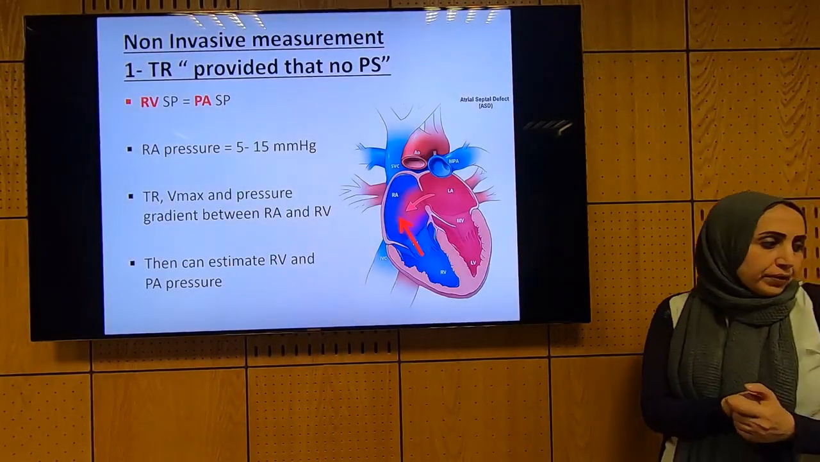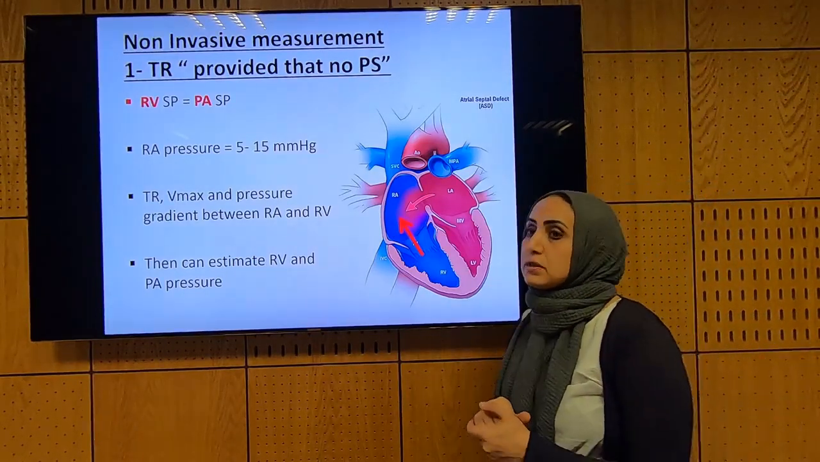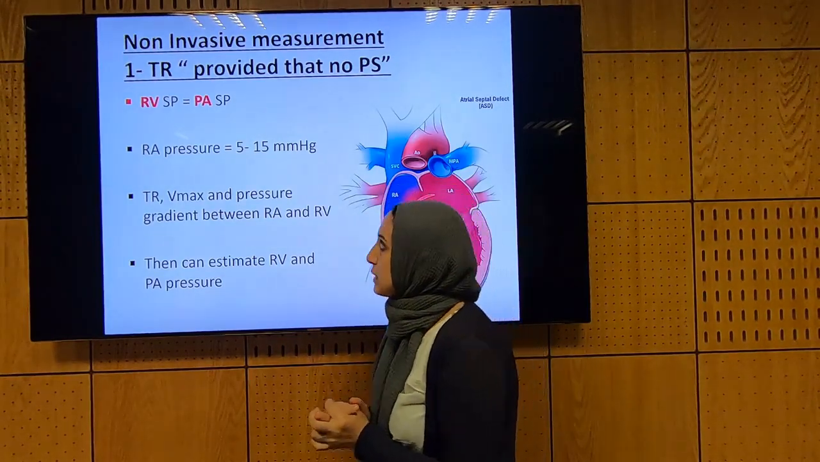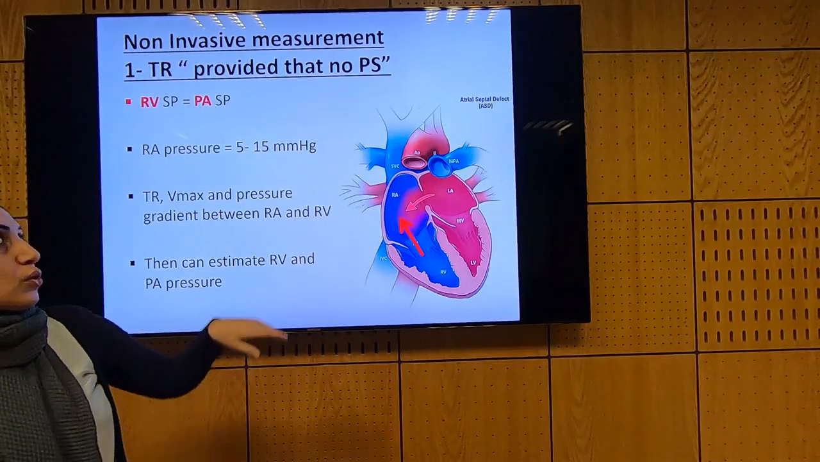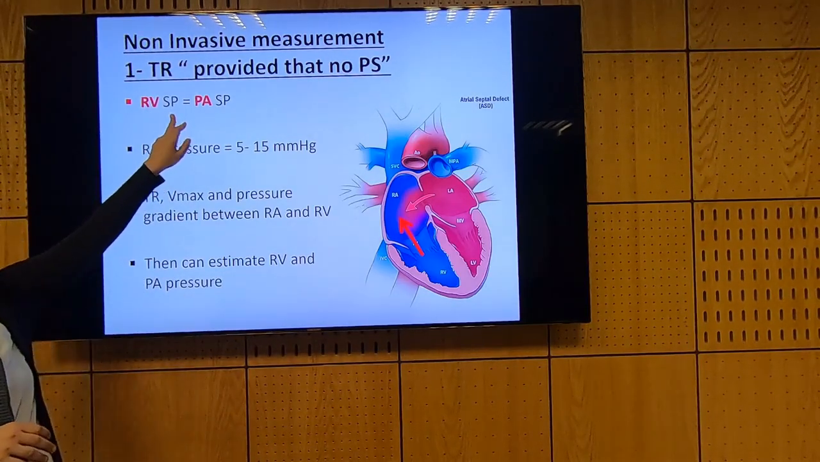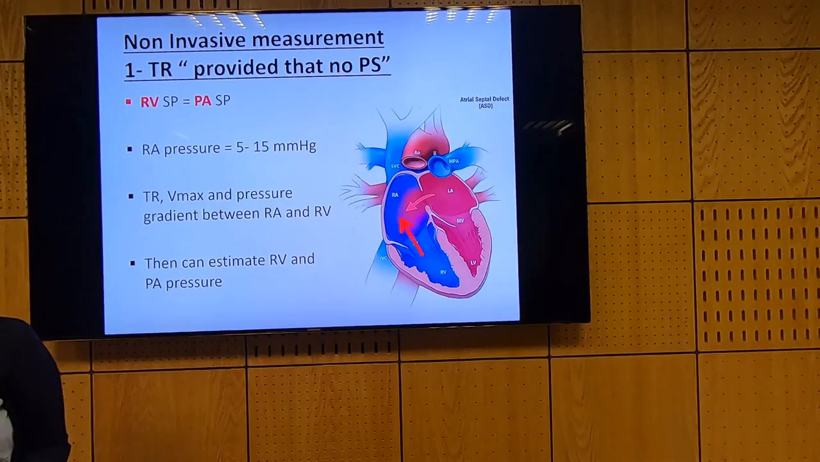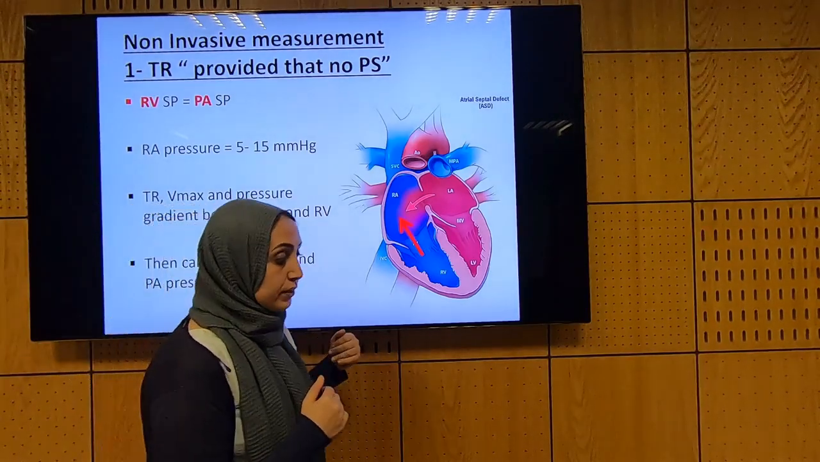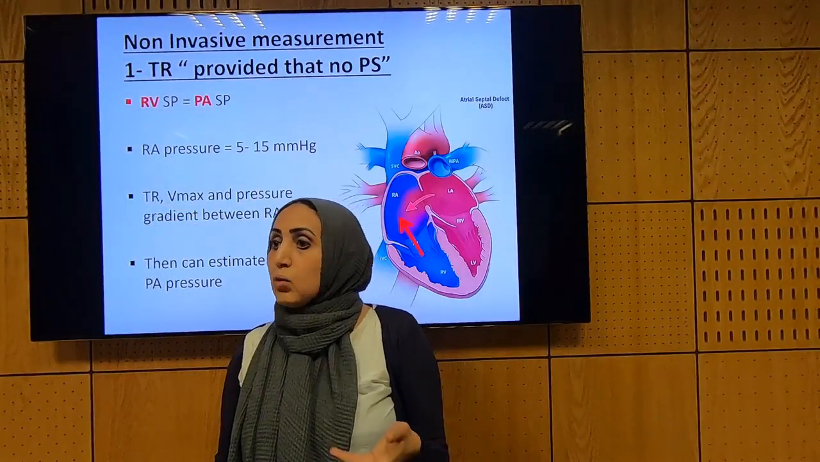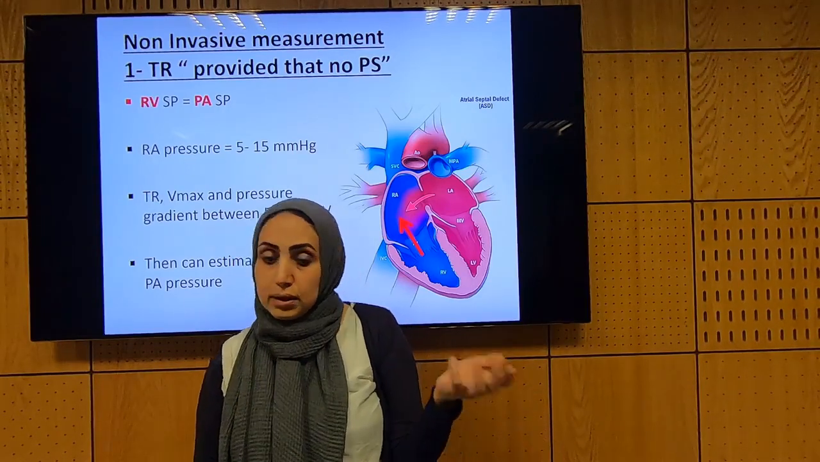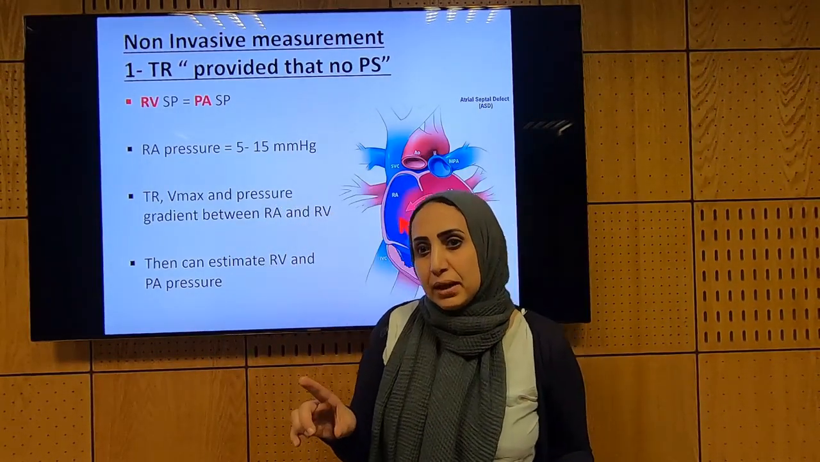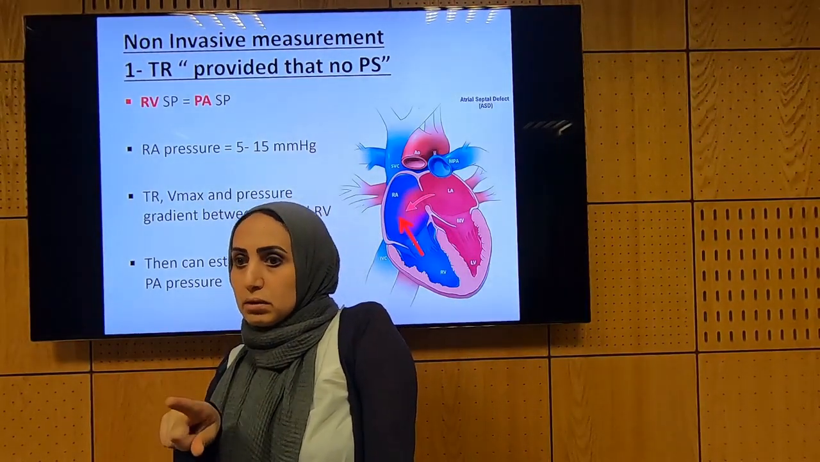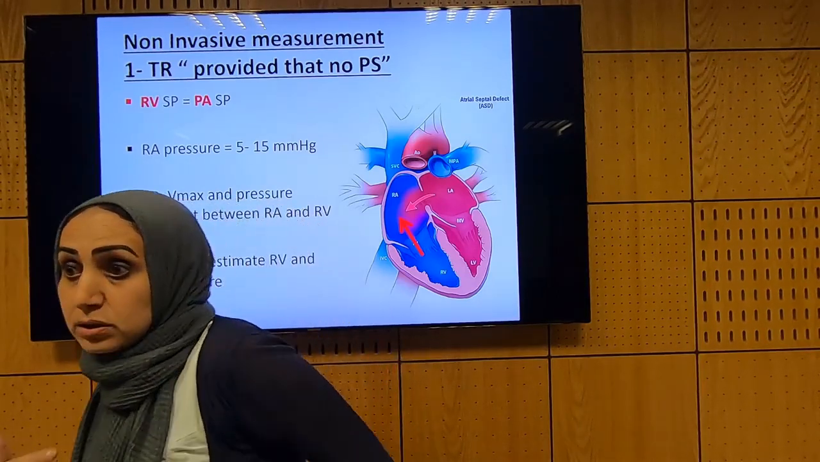We have a couple of non-invasive methods we can use. They depend on echo, and all that I'm going to say is on echo. As Hatem said, if you don't have a pulmonary stenosis, the RV systolic pressure will be equal to the pulmonary artery systolic pressure. If you don't have a stenosis between the RV and the pulmonary artery, then when the pulmonary valve opens, the pressure in the RV equals the pressure in the pulmonary artery. Let me be tricky a bit. If I have a pulmonary stenosis, which pressure will be higher? The RV pressure will be higher than the pulmonary artery pressure because of the obstruction.